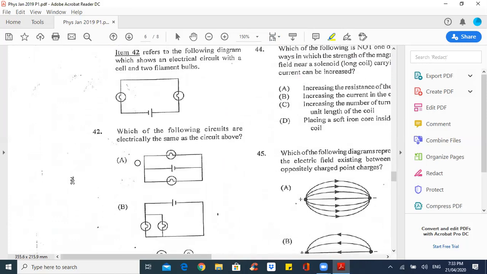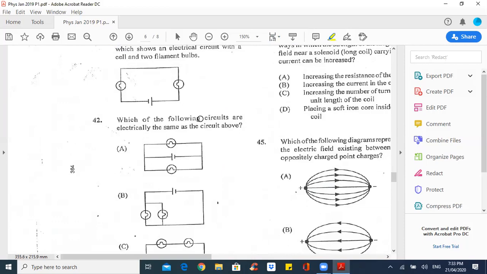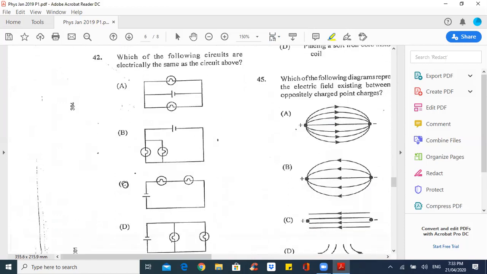Number 42. This is our next repeat question. Refer to the following diagram, which shows an electrical circuit with a cell and 2 filament bulbs. Which of the circuits is the same as the one above? These two are in series as well. So your answer is C. The others are in parallel. Each one of those is in parallel there.